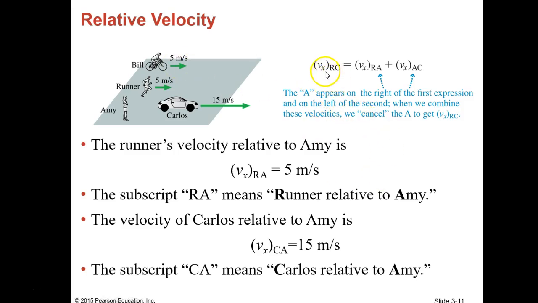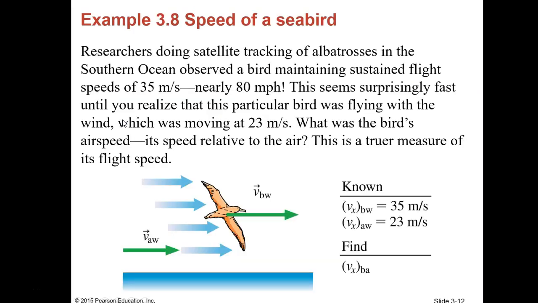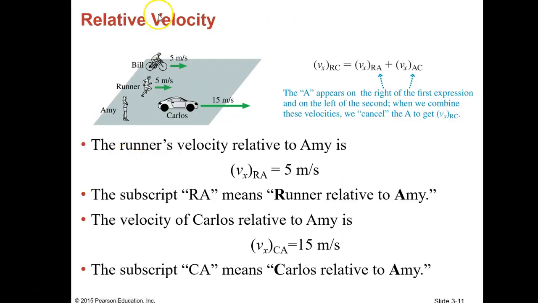And we have this equation. So we have relative to Amy is RA, CA is Carlos relative to Amy. So we're looking for the relative speed. Which means then, if you think about it, from Bill's point of view, the runner looks like he's going at the same speed as Bill because he is. From Carlos, the runner looks like he's getting farther and farther away because Carlos is going 15 meters per second where the runner's only going 5.